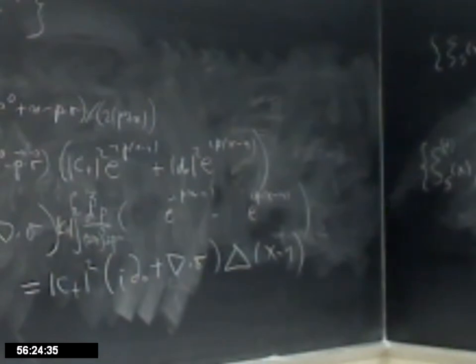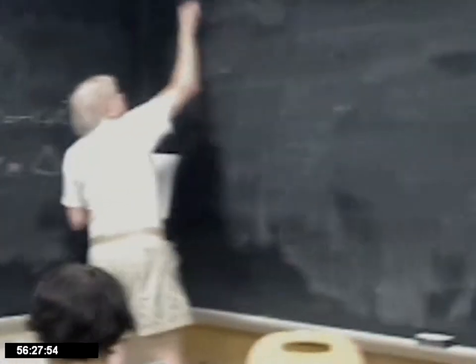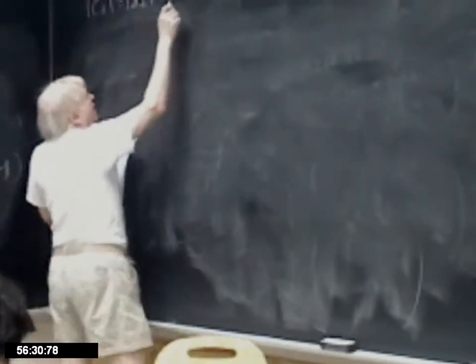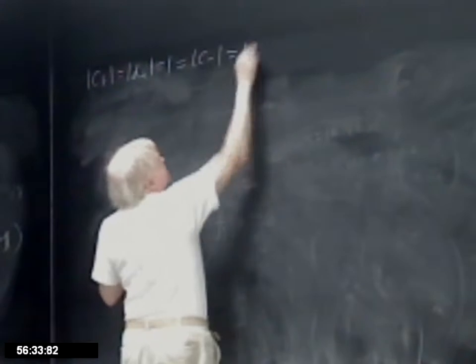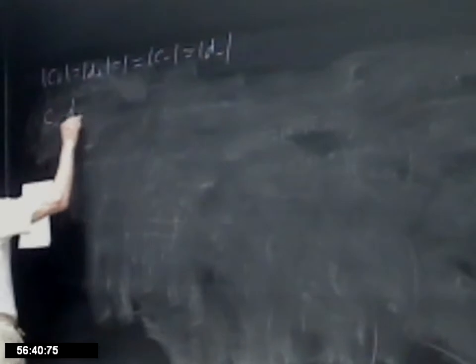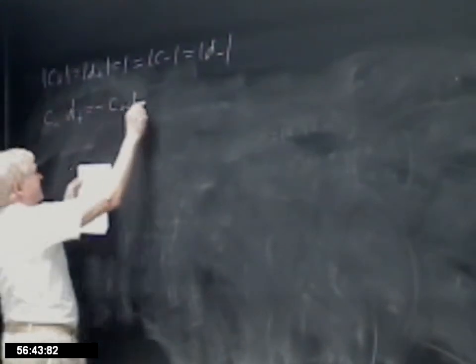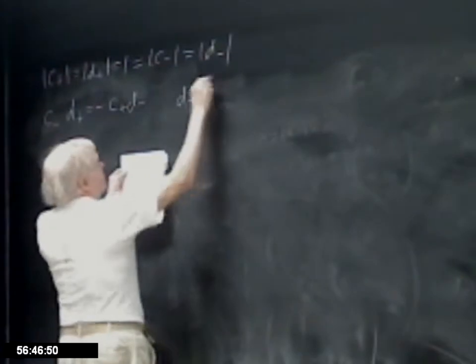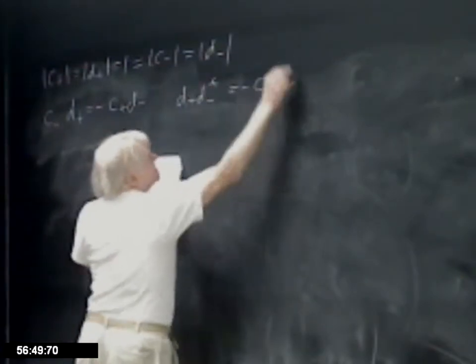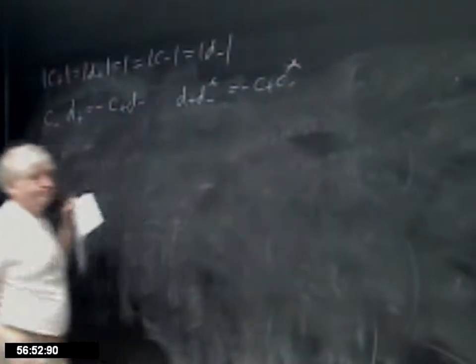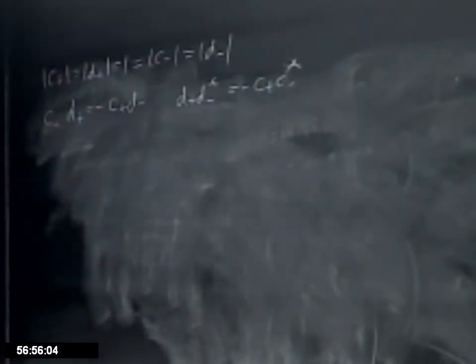So these are our relations then. The absolute values of C plus, D plus, C minus, and D minus all equal 1. The other constraints were C minus D plus equals minus C plus D minus, and D plus D minus star is minus C plus C minus star. And I think those are the only constraints. Now, it turns out that this tells us, of course, that these things are all unimodular.